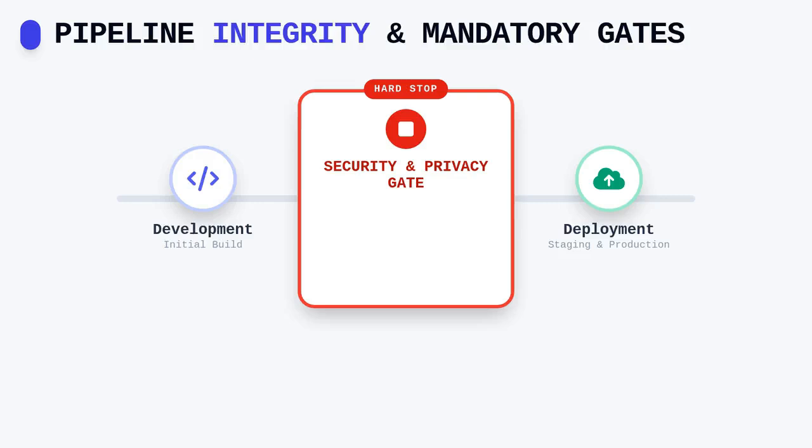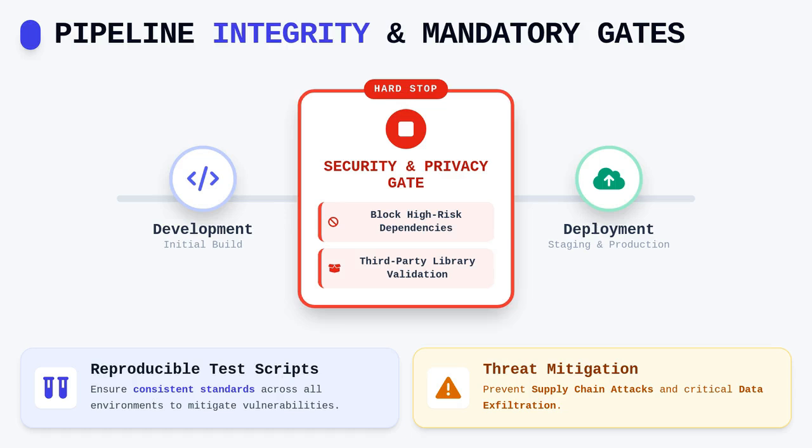For instance, you might configure your pipeline to block any build that includes high-risk dependencies, which are often the source of supply chain attacks. Validating the integrity of third-party libraries is equally important, as compromised open-source packages represent a significant, often overlooked, vector for data exfiltration. Furthermore, by creating and maintaining reproducible privacy test scripts, you ensure that every environment, from development to staging, can be verified using the same consistent set of standards, thereby mitigating inconsistencies that lead to vulnerabilities.